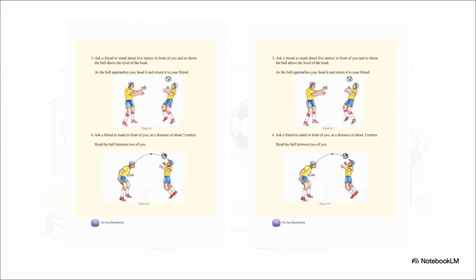Now, once you've got that solo rhythm down, the natural next step is to grab a partner. Start out with your friend standing about 5 meters away. Have them throw the ball in a nice, gentle arc just above your head level, and you practice heading it right back into their hands. As your accuracy gets better, you close that distance, scoot into about 3 meters apart, and start a rapid back and forth heading volley. This drill is fantastic because it deeply tests your reflexes, your eye tracking, and it forces you to instantly reset your balance.